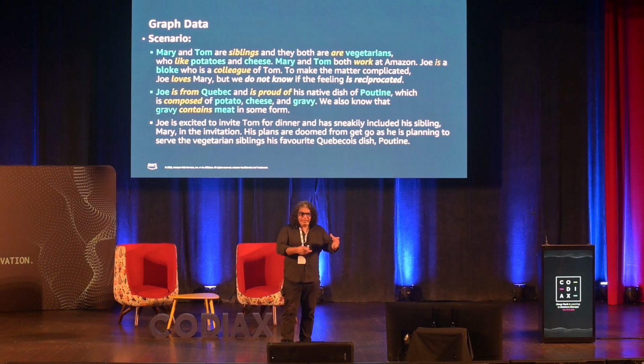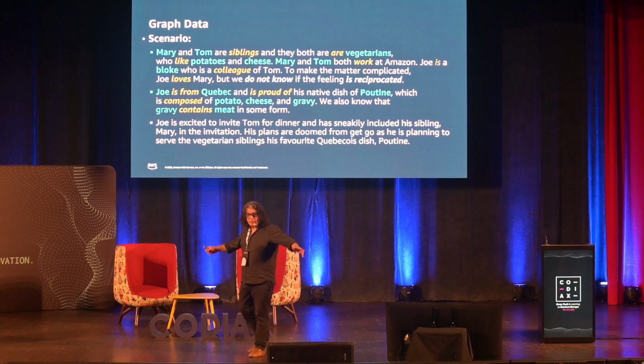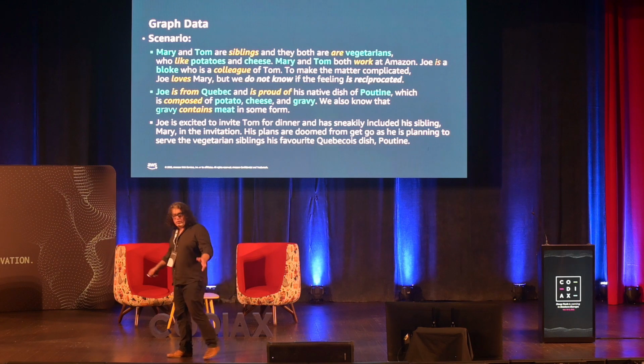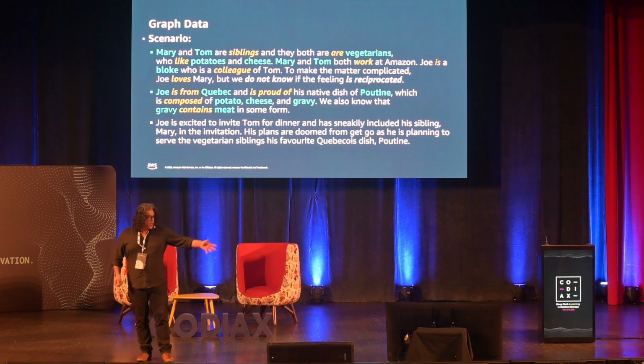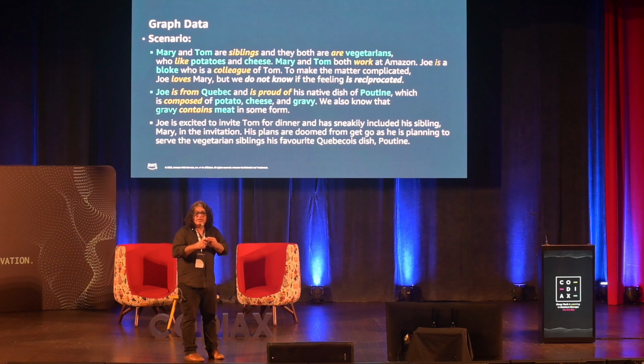It's very normal for us to know that he shouldn't be making poutine for the vegetarians, but how does the machine know that? Can we put all of the information of the world into an algorithm and make it a decision? Or do we have partial information and complete it somehow, inferring from all of those multidimensional ways, all of those different relationships?